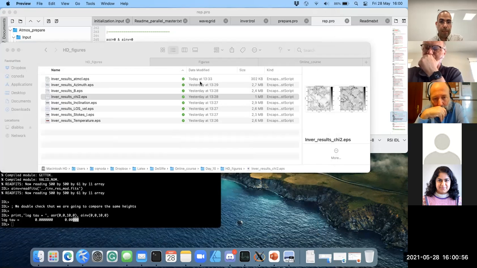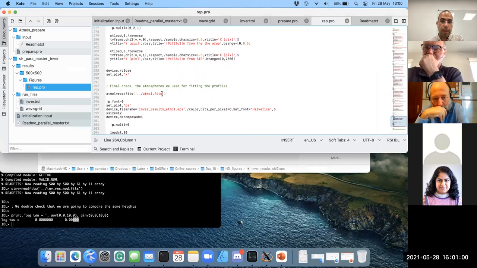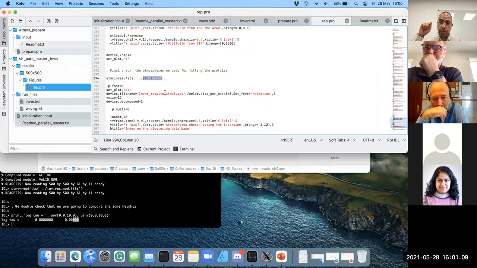Okay. And then the other thing, this one. What is in this file is an X and Y file. And what it contains is, per X and Y pixel, which atmosphere the code picked.